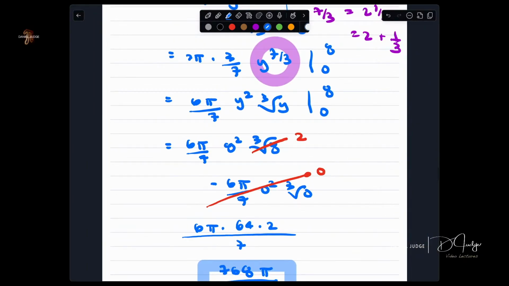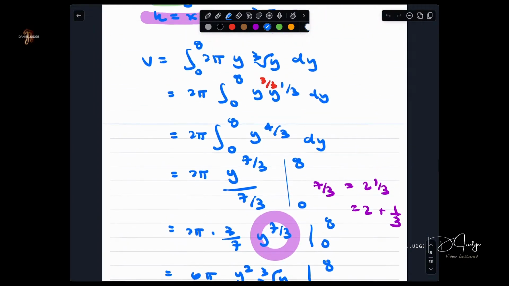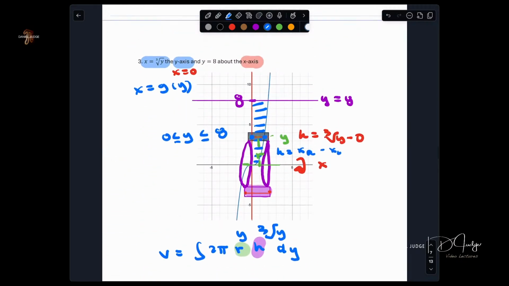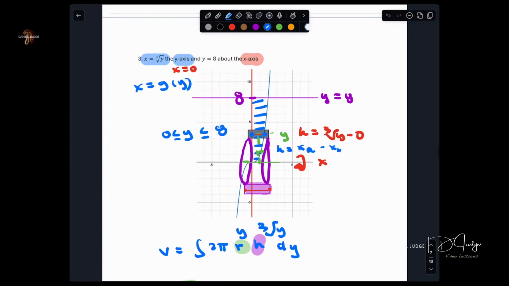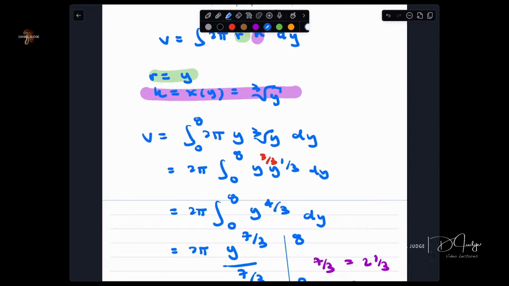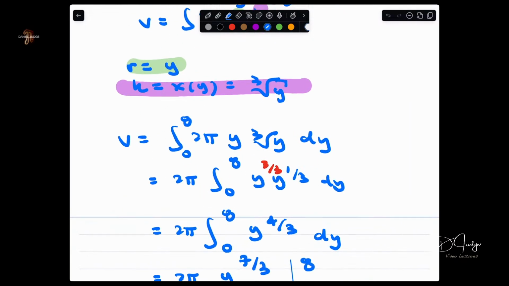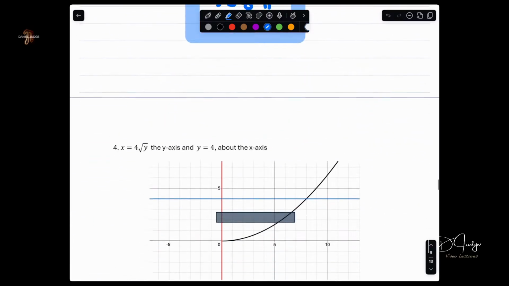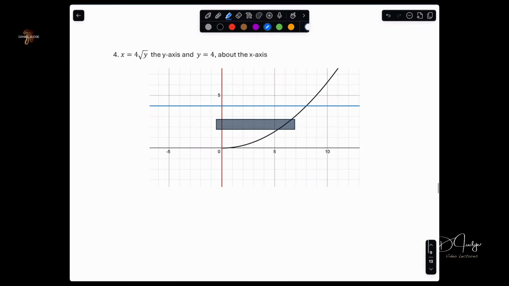Yeah, it looks okay to me. Did I do my arithmetic right? Y to the 4/3, y cube root of y? Yeah, I think so. All right, number 4.